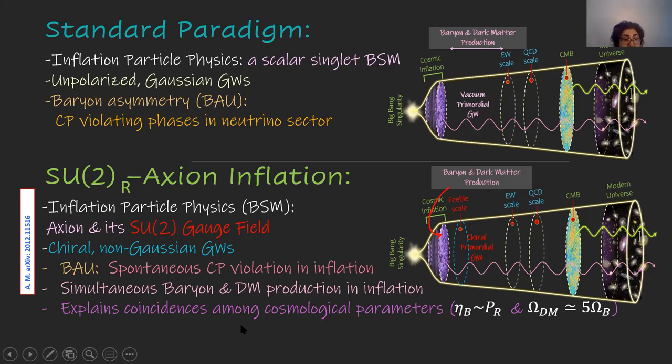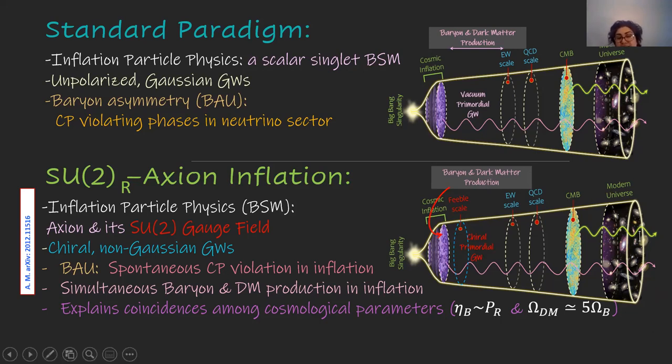As a result, the scenario can naturally explain these surprising cosmological coincidences among cosmological parameters. As you know, there are just these surprising coincidences. The amount of eta_B, which is the quantity by which we quantify the amount of matter asymmetry in the universe, happens to be very close to the curvature power spectrum of the universe, which is very surprising.